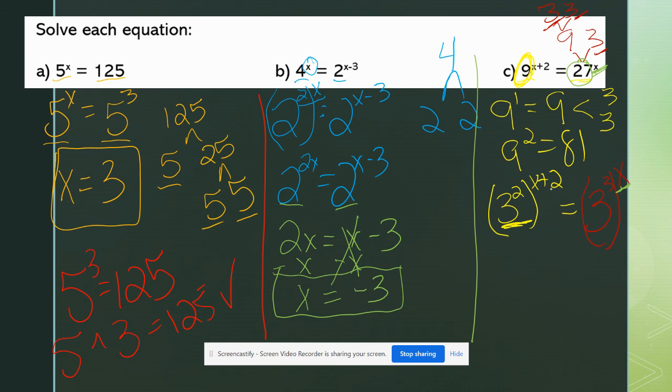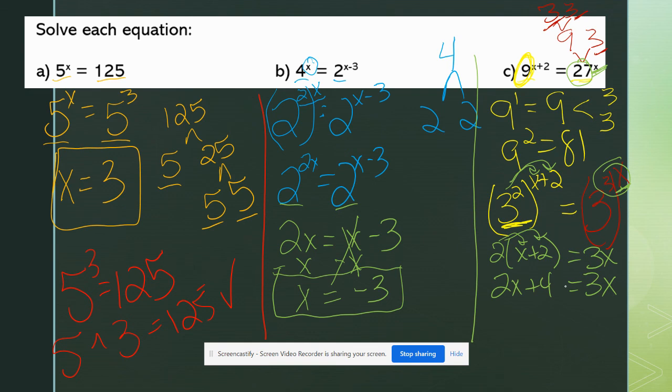Remember, again, when exponents are next to each other, we're multiplying. So I'm multiplying 2 times x plus 2 and 3 times x. Distribute our 2 to the x plus 2. We get 2x plus 4 is equal to 3x.